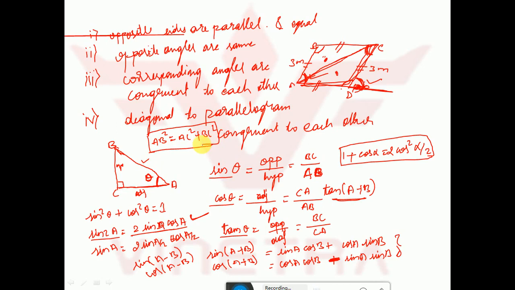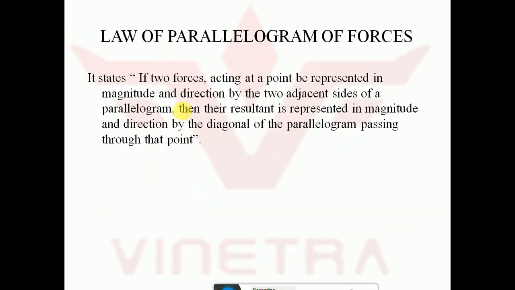So these are the basics that are required before going into the law of a parallelogram. So now let us define what is this law of a parallelogram of forces. It states if two forces acting at a point be represented in magnitude and direction by two adjacent sides of a parallelogram, then the resultant is represented in magnitude and direction by the diagonal of a parallelogram passing through that point.